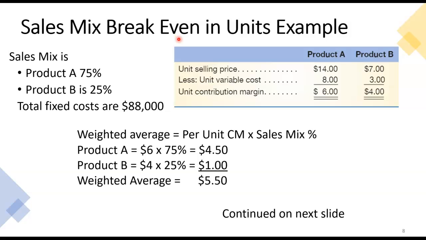So we're going to look at break even in units first. We're given that our sales mix is 75% of our sales are product A and 25% of our sales are product B. Our total fixed costs for the company are $88,000. And then we've got a contribution margin statement for product A and product B by unit. For each unit, the selling price is $14 for product A, $7 for product B. The variable cost per unit is $8 for product A, $3 for product B. Contribution margin per unit is $6 for product A and $4 for product B.